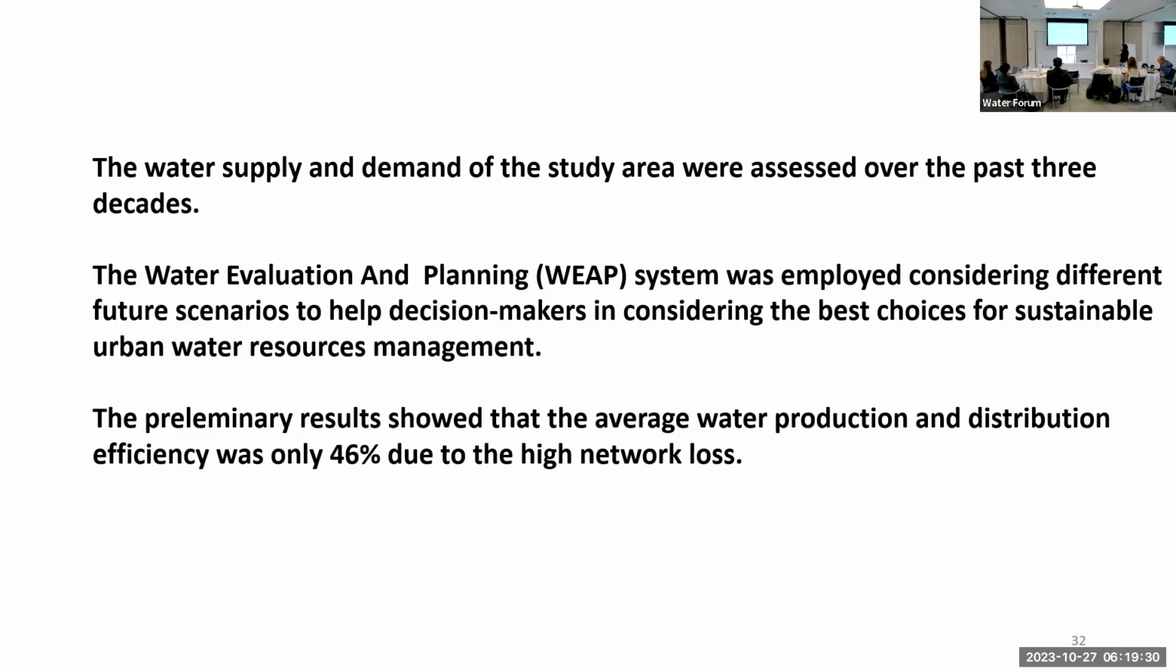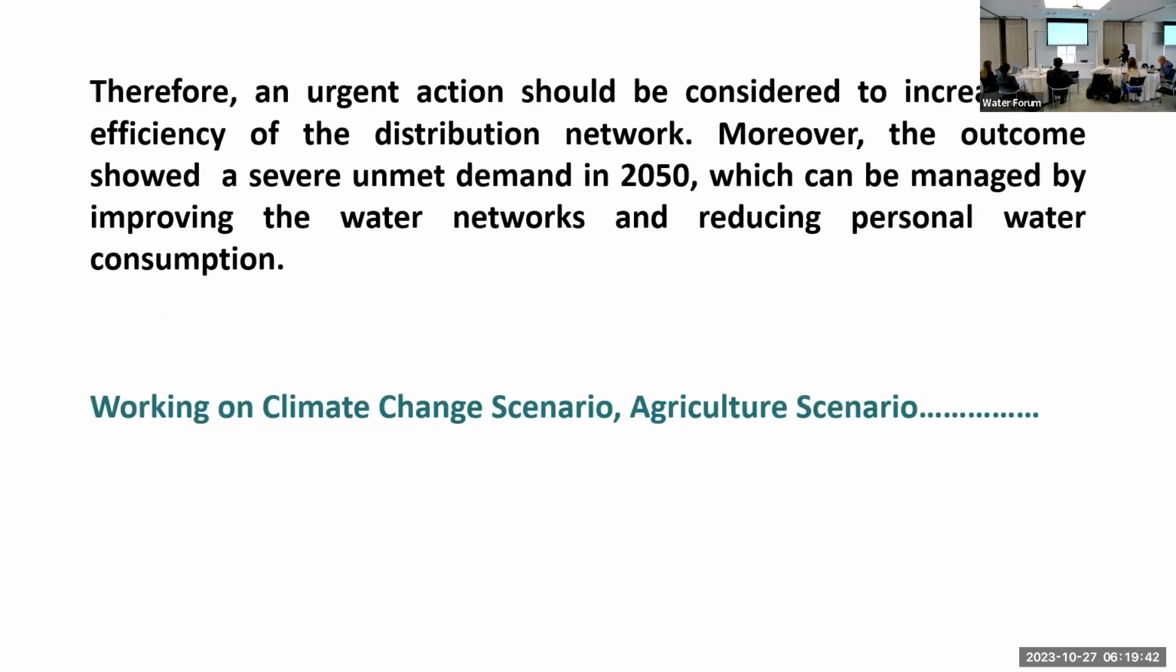Our first result showed that the average water production and distribution efficiency was only 46% due to the high network losses. A part is related to leakage. Therefore, urgent action should be considered to increase the efficiency of the distribution network. Moreover, the outcome showed a severe unmet demand in the coming years, which can be managed by improving the water networks and reducing personal water consumption. We are still working on the climate change scenario and the agriculture scenario.